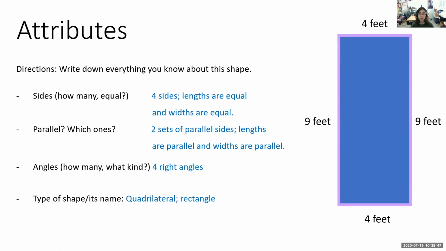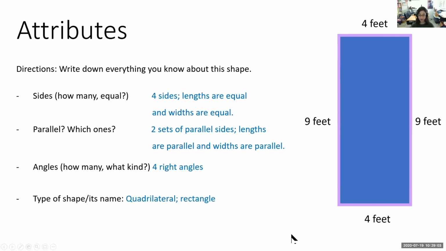There's another vocabulary term, which is a parallelogram. This is also a parallelogram because it has 2 sets of parallel sides. So quadrilateral, rectangle, and parallelogram are all terms that could describe the shape.